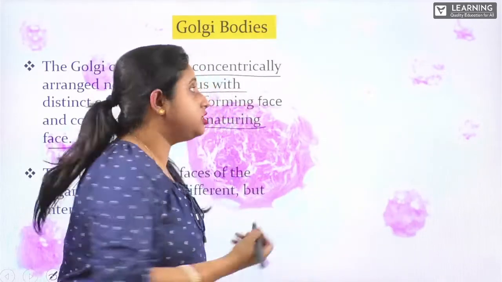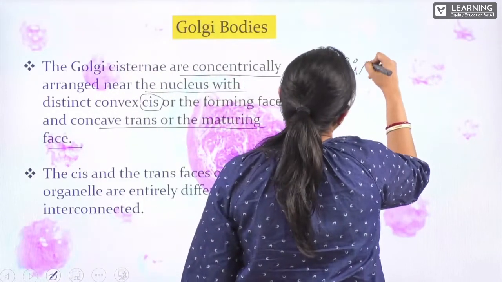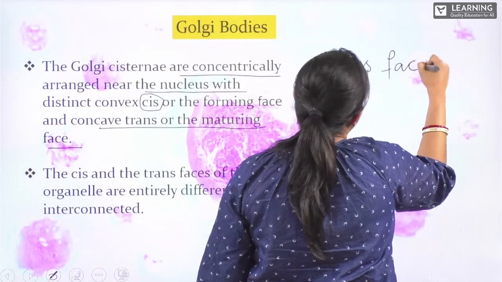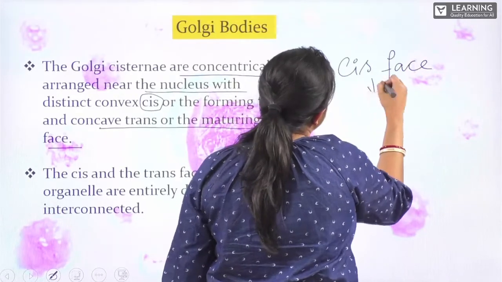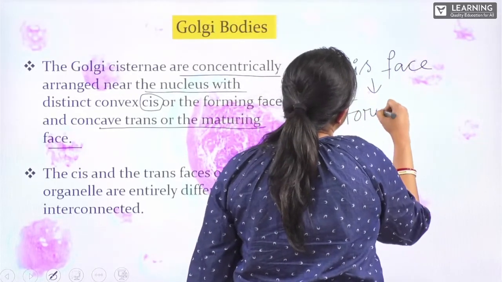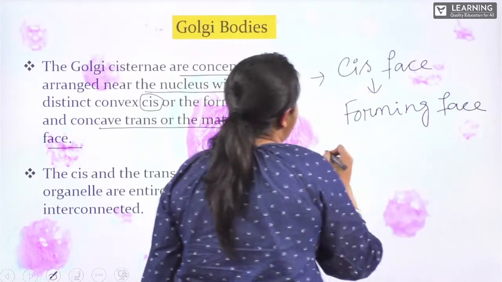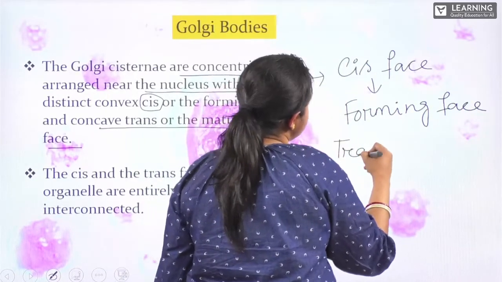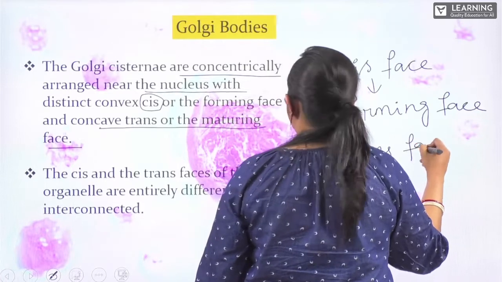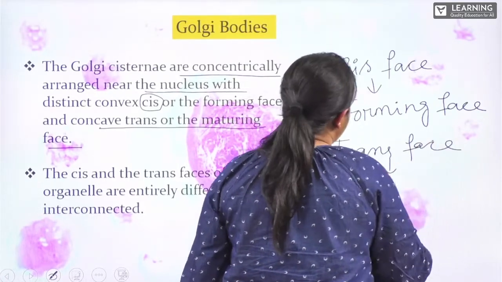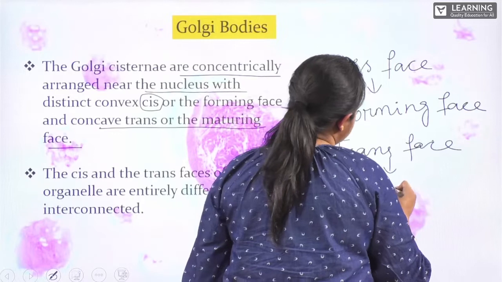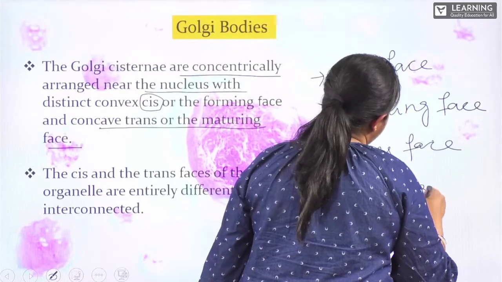The cis phase, as I have said, is your forming phase, where the vesicles are being formed. And the trans phase is the maturing phase.